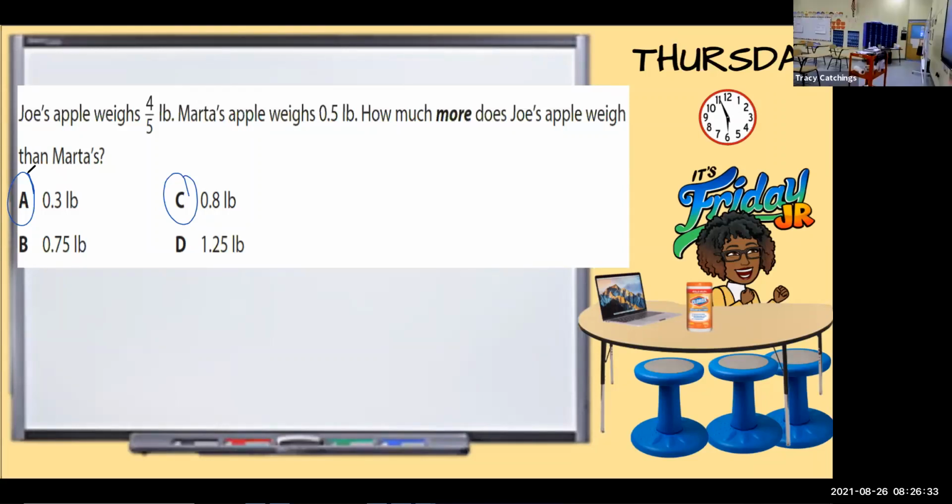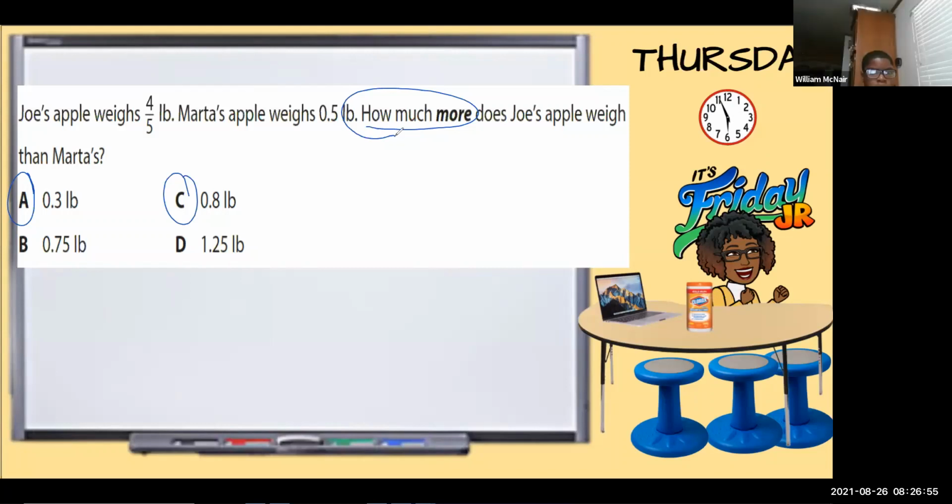All right, so I'm gonna go ahead and read it. It says Jose's apple weighs 4/5 pounds. Marta's apple weighs 0.5 pounds. How much more does Jose's apple weigh than Marta's? All right, somebody talk to us. They want to know how much more does Jose's apple weigh than Marta's.